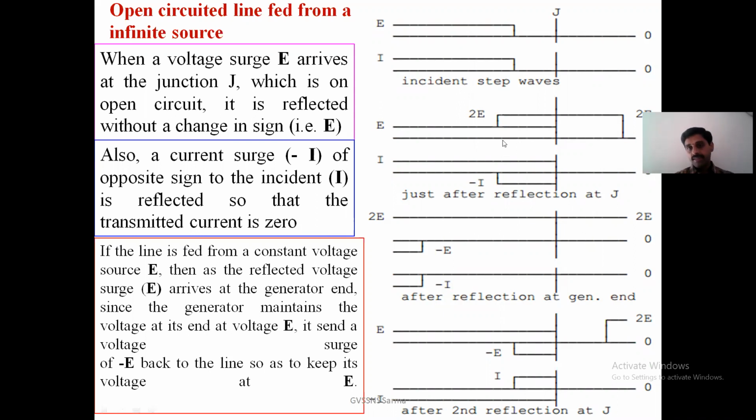That is one case if you observe here. 2 times E will go in the transmitted wave for an open circuit line. No current will go. I is 0. The transmitted current is 0.